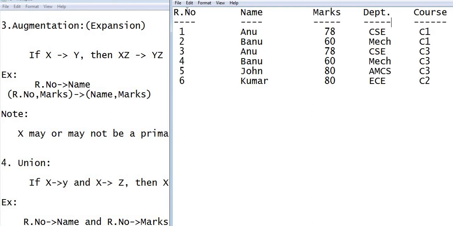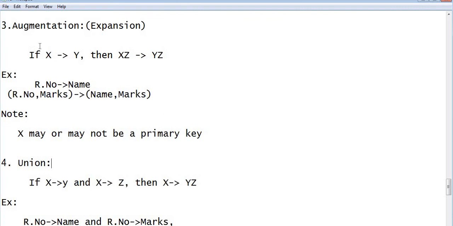If you know the roll number of the student, we can determine the name of the student. Similarly, if you know the roll number as well as the marks of a particular student, we can easily determine their name as well as marks. So this is the augmentation property. Here you can ask what X is and what Y is. We know X is a determinant and Y is a dependent.